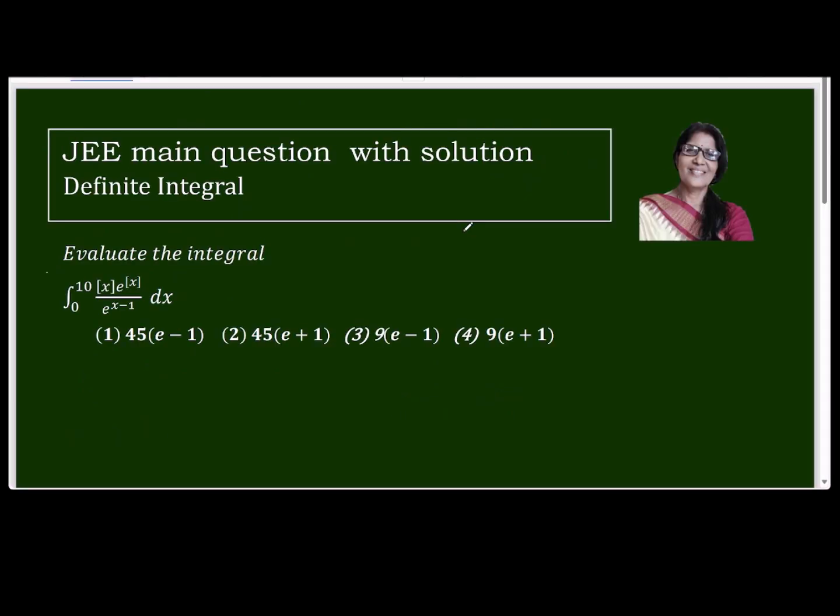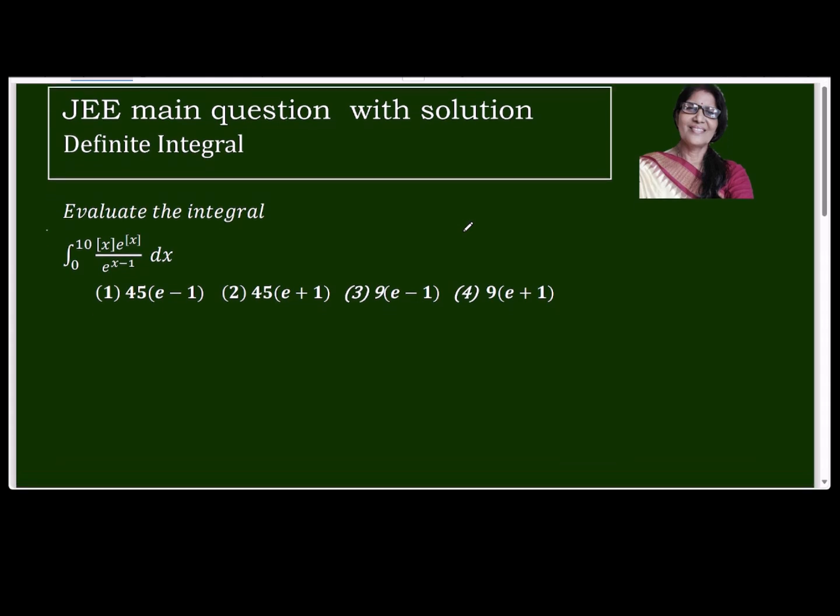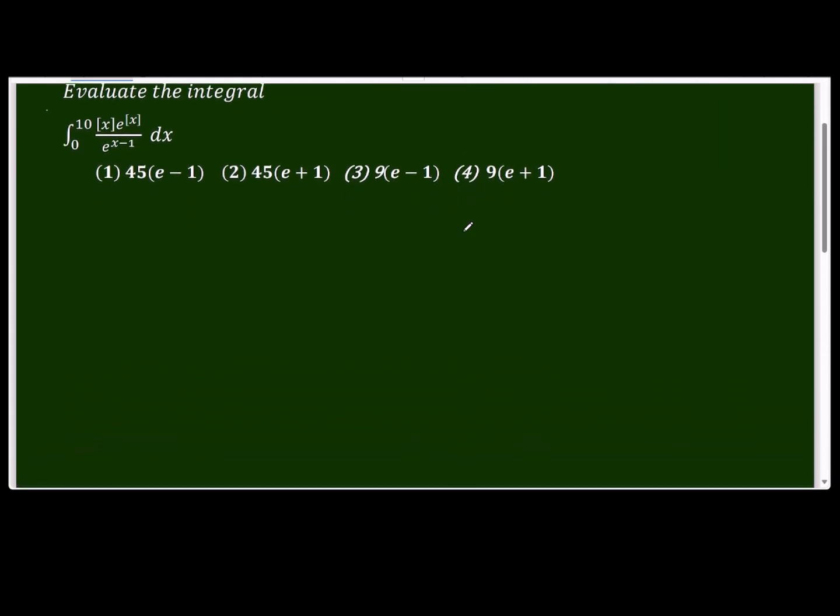Evaluate the integral from 0 to 10 of greatest integer function into e power greatest integer function over e power x minus 1 dx. The answers are 45 multiplied by e minus 1, 45e plus 1, 9e minus 1 and 9e plus 1.